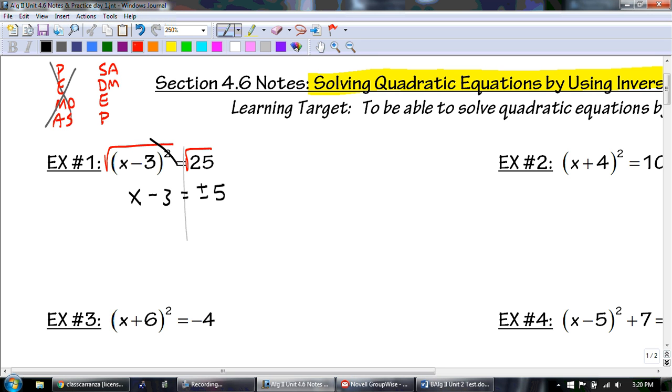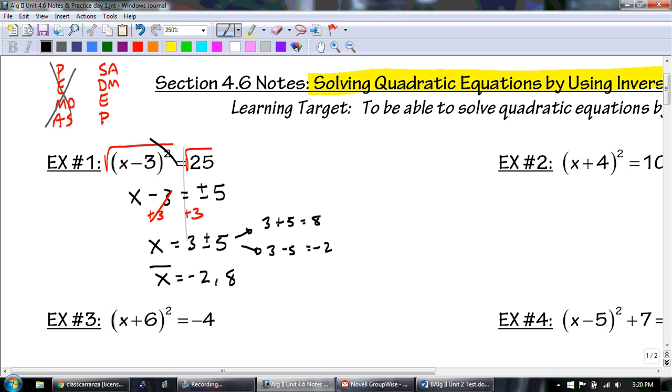Okay? And then to solve, I would add 3 to both sides. And the way we would write this is x equals 3 plus or minus 5. But then I want to know what those two answers are. So I would take 3 plus 5, which is 8, and 3 minus 5, which is negative 2. So I get my two answers of x equals negative 2 and 8.